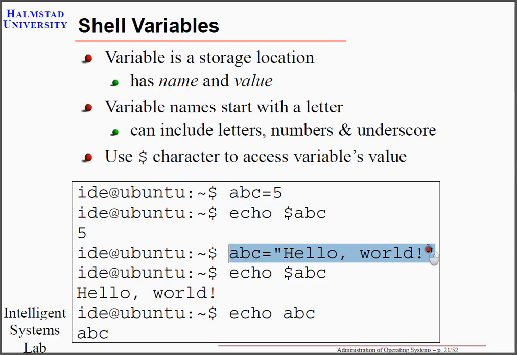You can assign any kind of value. It doesn't have to be a number. You can say abc equals hello world. In this case, again, you need to use the quotes. And then if you do echo $abc, you will get this. And I hope that you understand what's the difference between this line and this line.